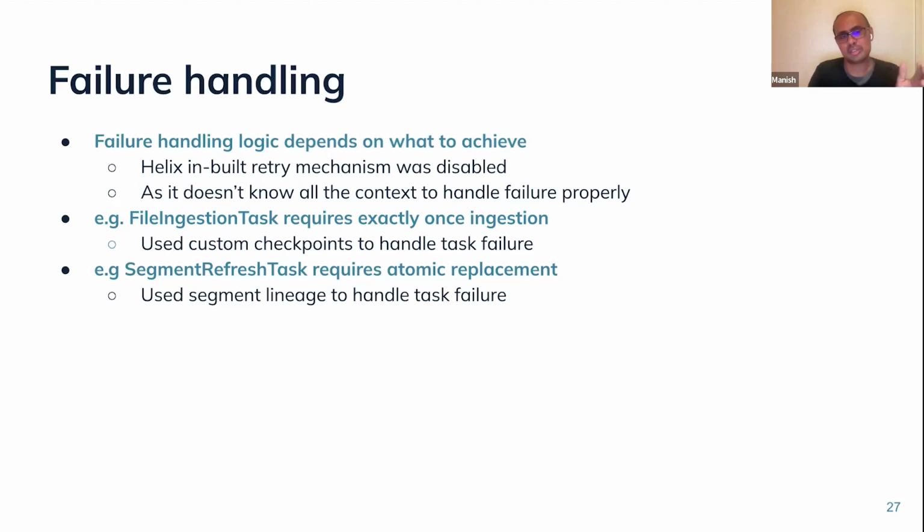So some of this failure handling is very specific to the task. Helix doesn't know about these things. I mean, with Helix, we do know whether the task was successful or failed, so we use that information to know the status of the task itself. But for file ingestion task, we look at specific information in Zookeeper, say checkpoints, or for segment refresh task, we look at lineage, things like that. So these tasks handle failures in their own way.